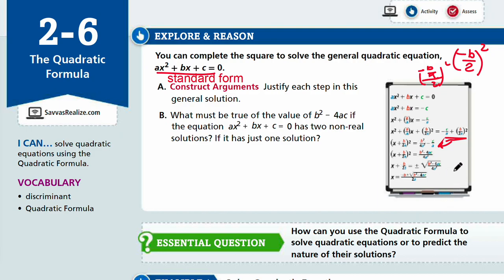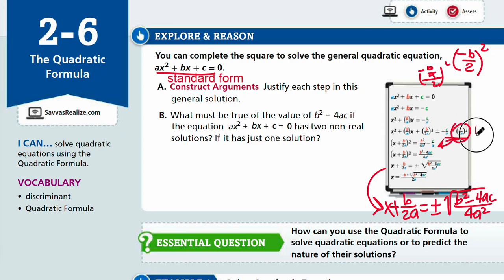But here, it's kind of hard to see the second to last step. X plus b over 2a is equal to plus or minus square root b squared minus 4ac over 4a squared. And where did 4 come from? From this one. So if you have b over 2a squared, you square it, and that's going to be b squared and then 2 squared and a squared, right?